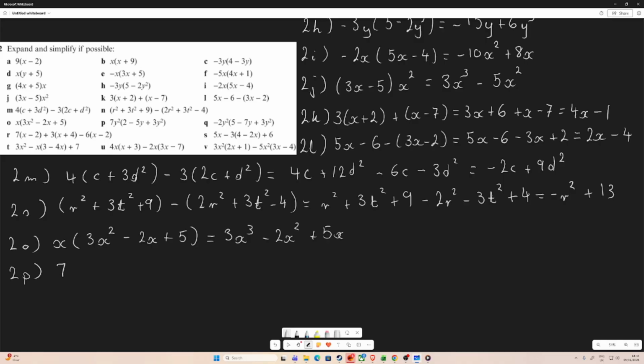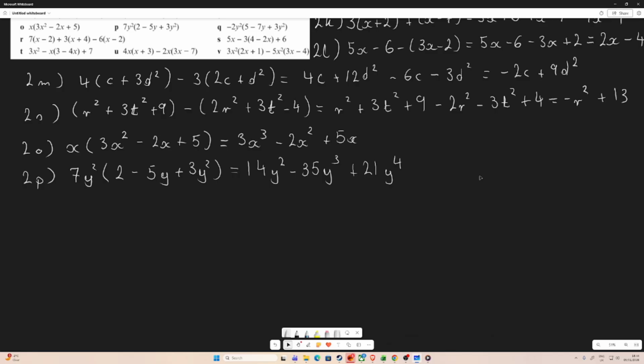Okay, we have 7y squared into 2 minus 5y plus 3y squared. So that is equal to 14y squared minus 35y cubed plus 21y to the power of 4. Okay.